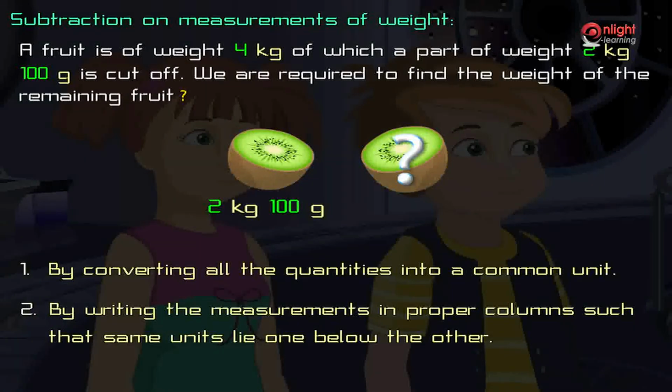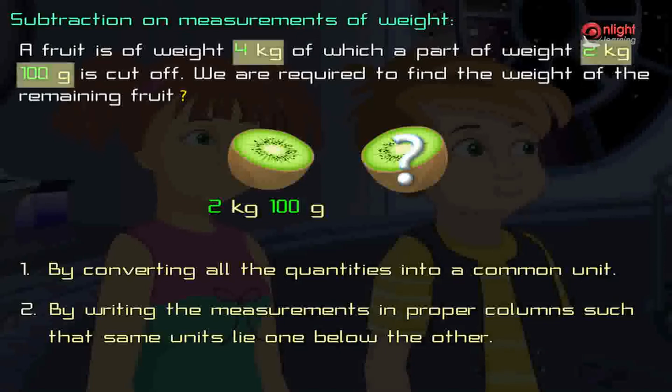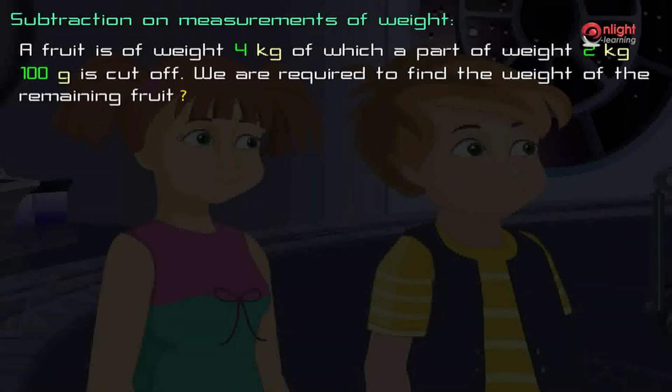Let us now employ the method of subtraction by writing quantities in proper columns to solve this problem. In this method, all the quantities are expressed in columns such that the quantities of the same unit lie one below the other. The columns are arranged in decreasing order of magnitude. Hence, kilogram comes before gram. Hence, 100 grams lies in the grams column.